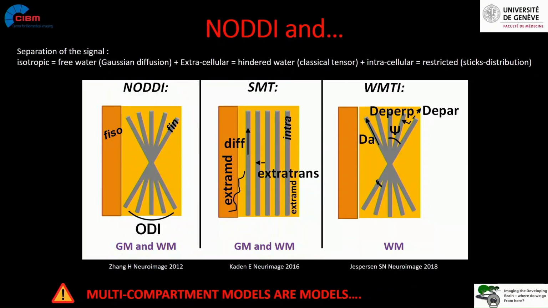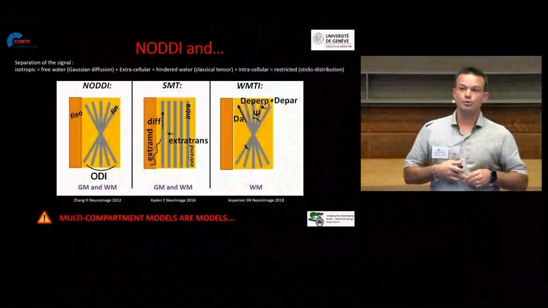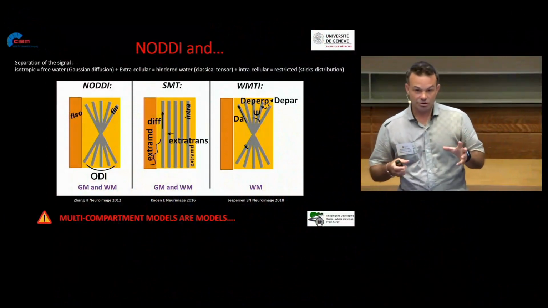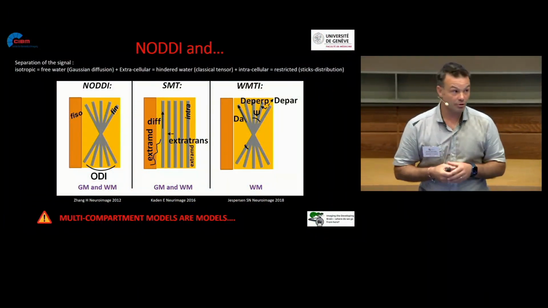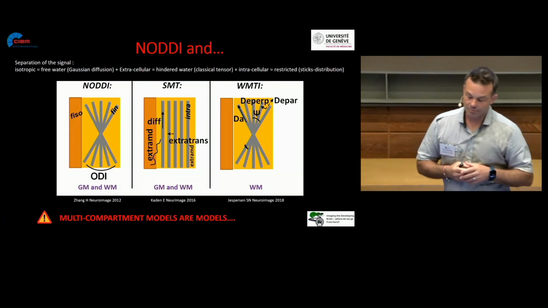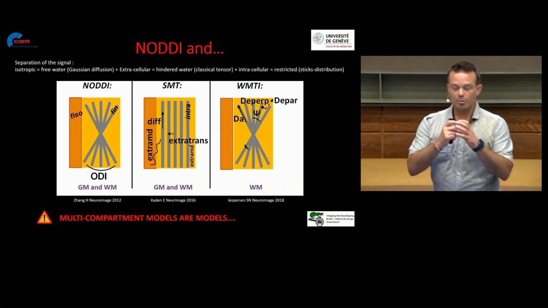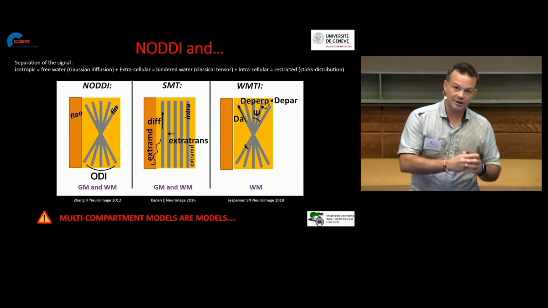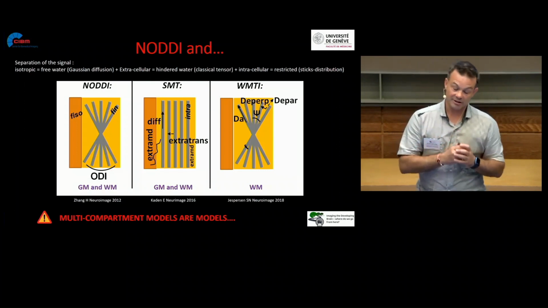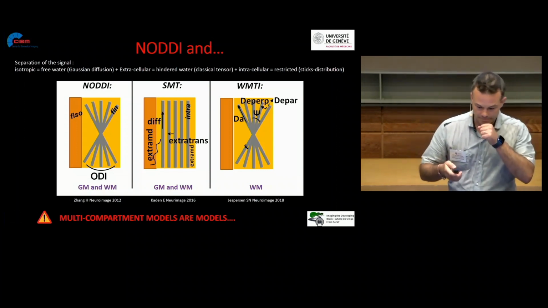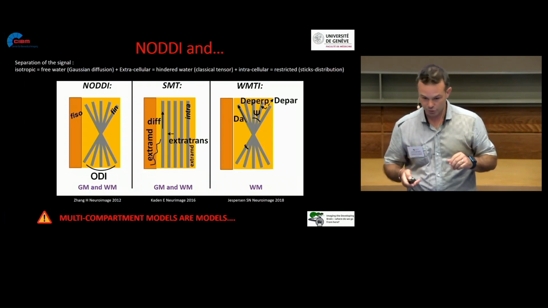What is important to keep in mind when we talk about these multi-compartment models is that in multi-compartment models, there is the word models, and it's really a modelization. It means that you will not have access to the absolute quantification of the intra-axonal volume, for instance, but just an intra-axonal volume fraction, meaning in your voxel, which part is intra-axonal, which part is extra-axonal, which part is isotropic. So it's not something absolute.